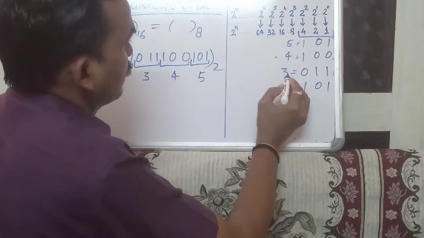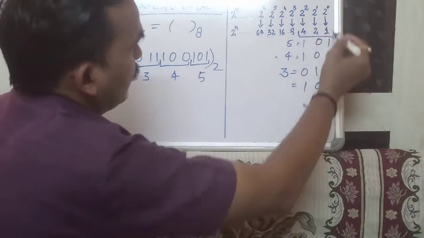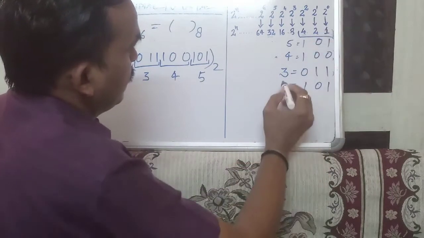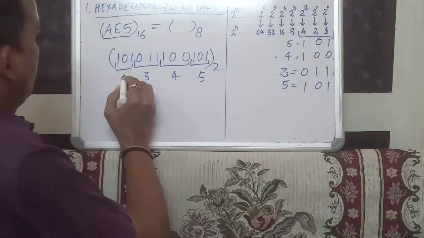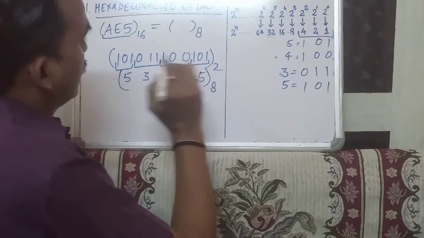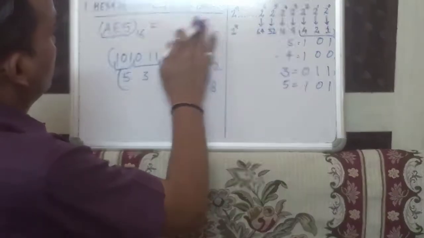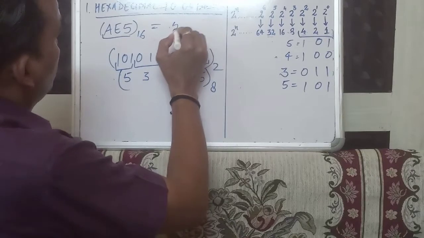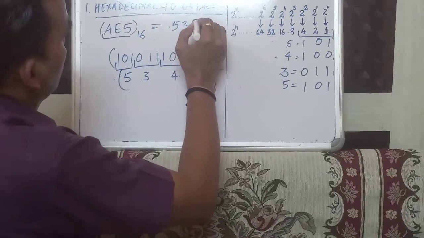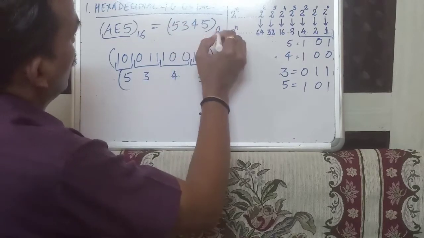And the last one is 101. So 4 occupied 1 and 1 occupied 1. So 4 plus 1, 5. So this complete number is our octal number, 5345. So we will write here 5345 in octal.